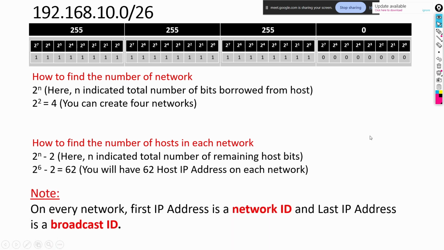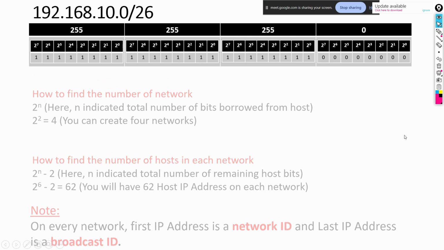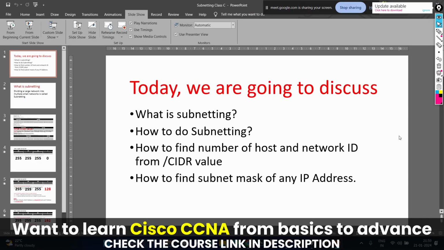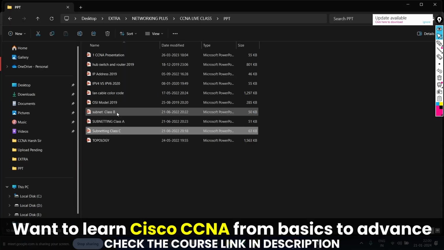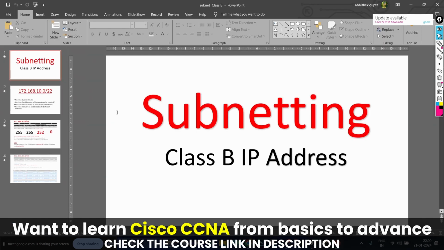Good. Got it? Okay. Now let's go next. Okay. Now let's move on. This is the class C IP address. You have learned how to do subnetting. Let's do class B. Okay. After that, we will do class C IP address subnetting.